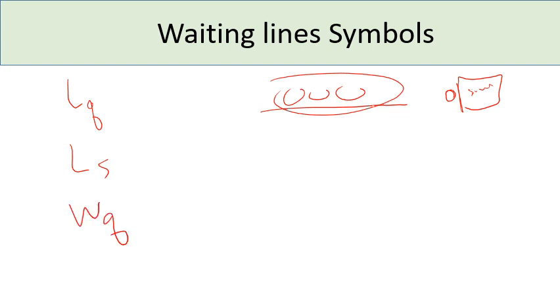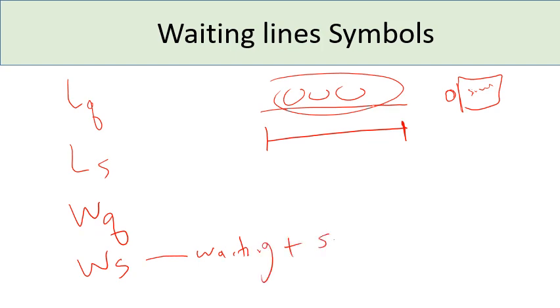WQ is the average time a product or a customer spends waiting before being served. WS is how long a customer or a product spends in the system as a whole. So this is waiting plus service. Another very important symbol is P0, which is the probability of 0 customers in the system. So P0 is the probability of 0 customers or 0 products in the system.